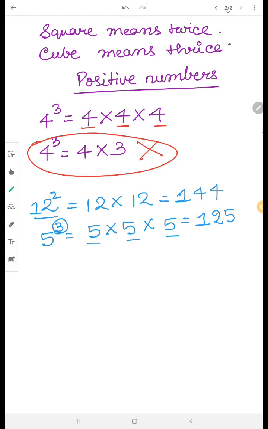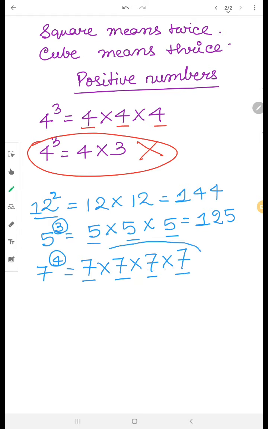Now, if I get any power other than square or cube, suppose I get 7 to the power 4. That means 7 is getting multiplied by itself 4 times. 1, 2, 3 and then 4. Okay, so see, 4 is the power, and see 1, 2, 3, 4. 7 is getting multiplied by itself 4 times. So this is how we get it.